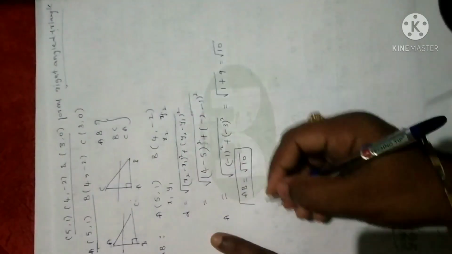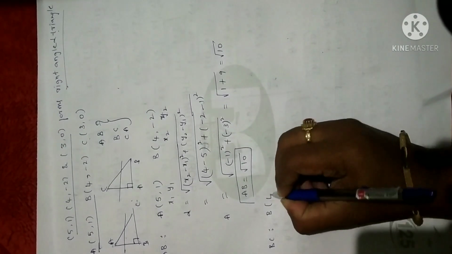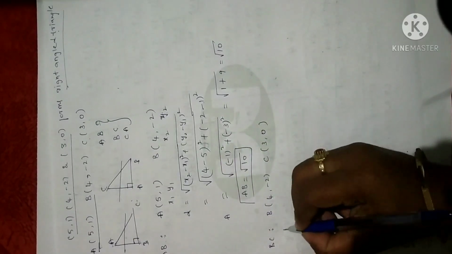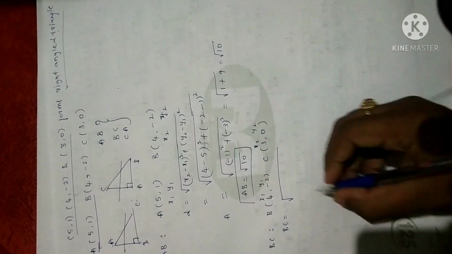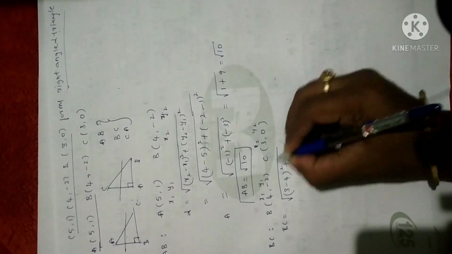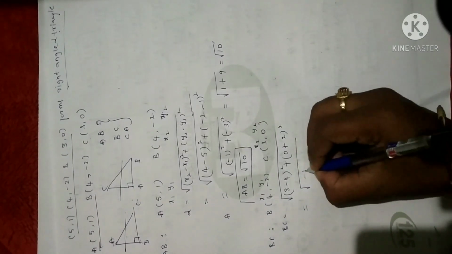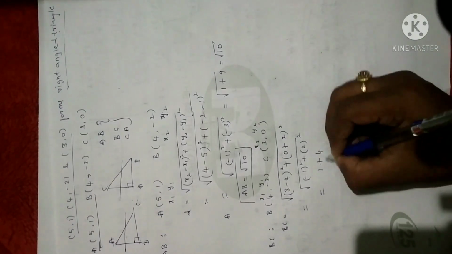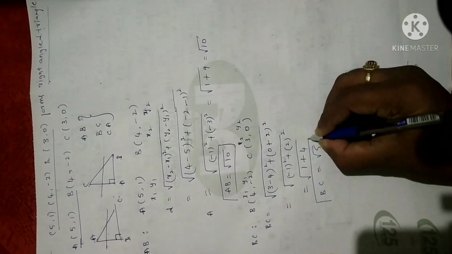Fine. Next BC. Let me find the length of BC. B coordinate is 4, minus 2, C coordinate is 3, 0. Again I will use the distance formula. So you will get, this is x1, y1, x2, y2. So x2 minus x1 whole square plus y2 minus y1 whole square. So 3 minus 4 is minus 1 whole square plus 2 square. You will get 1 plus 2 square is 4. Fine, 4 plus 1 is square root of 5. So the length of BC is square root of 5.